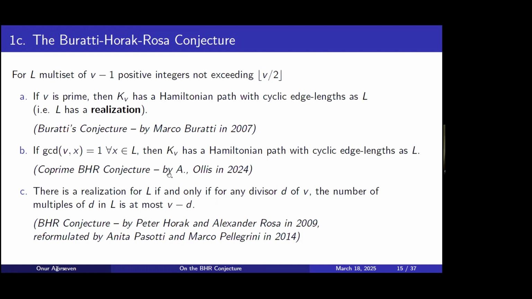And the third step is something that Matt and I have described in our second paper on the topic, which we submitted maybe in December. And it is the case where V doesn't have to be prime, but everything is coprime. So things work as if V is prime. And in that case, any multiset is realizable.